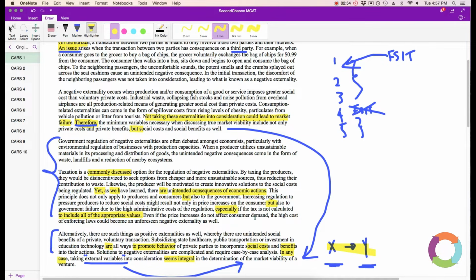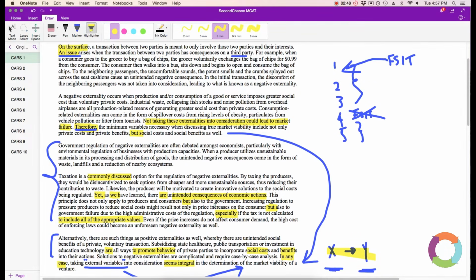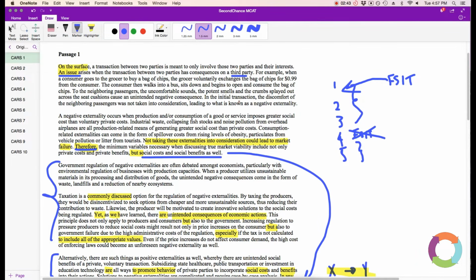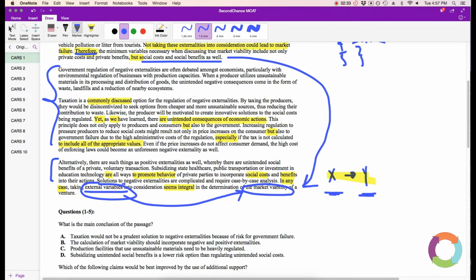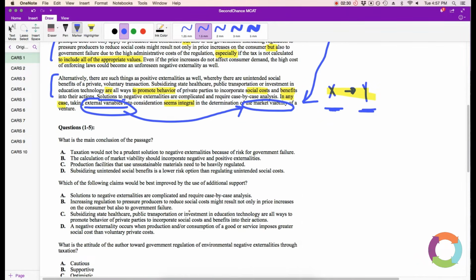So even if the price increases do not affect consumer demand, the high cost could become an unforeseen negative externality as well. So it seems as though, again, that the main thing has to do with taking into consideration social costs and social benefits, taking into consideration the consequences that transactions have on third parties, taking into consideration these external variables when determining the market viability of a venture. Excellent. Okay, so let's go ahead and answer these 5 questions.